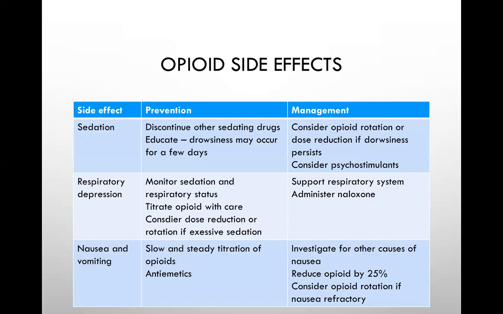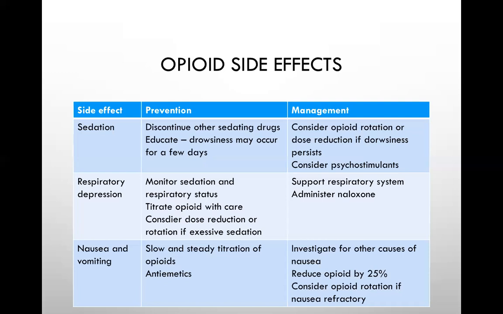Some of the common side effects that can appear are sedation, respiratory depression, nausea, and vomiting. Sedation is something which can happen in patients, and prevention is to avoid using or de-prescribe other sedating drugs that are there, and educate the patients or the parents that this may occur for a few days and resolve spontaneously. If there's persistent sedation, consider reducing the dose of your opioids or opioid rotation. Psychostimulants can also be used.